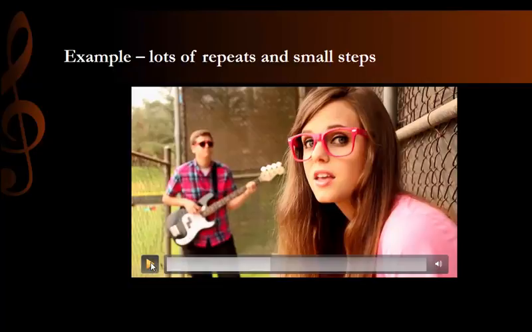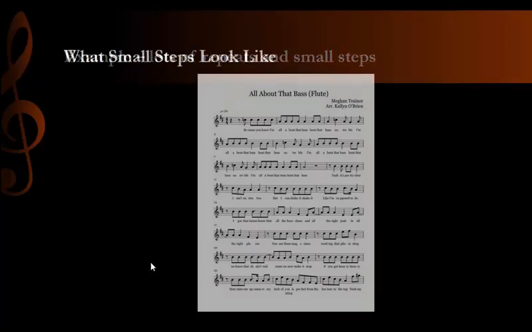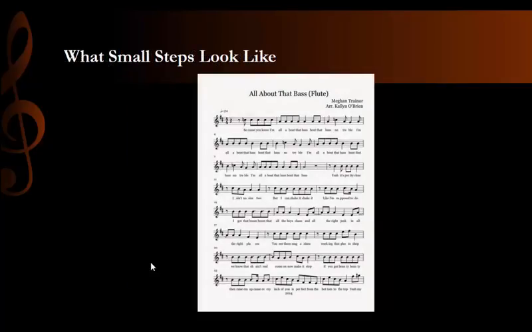Okay, very cute parody there. So what do small steps look like? Well, one of the things that you can do is pull up lots of music on the internet in an image search and take a look at it.